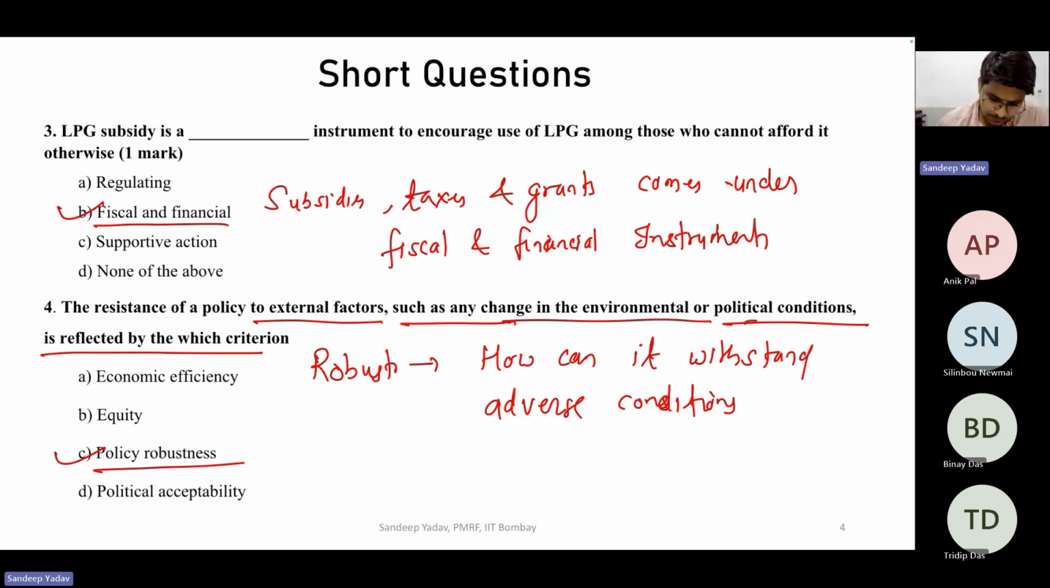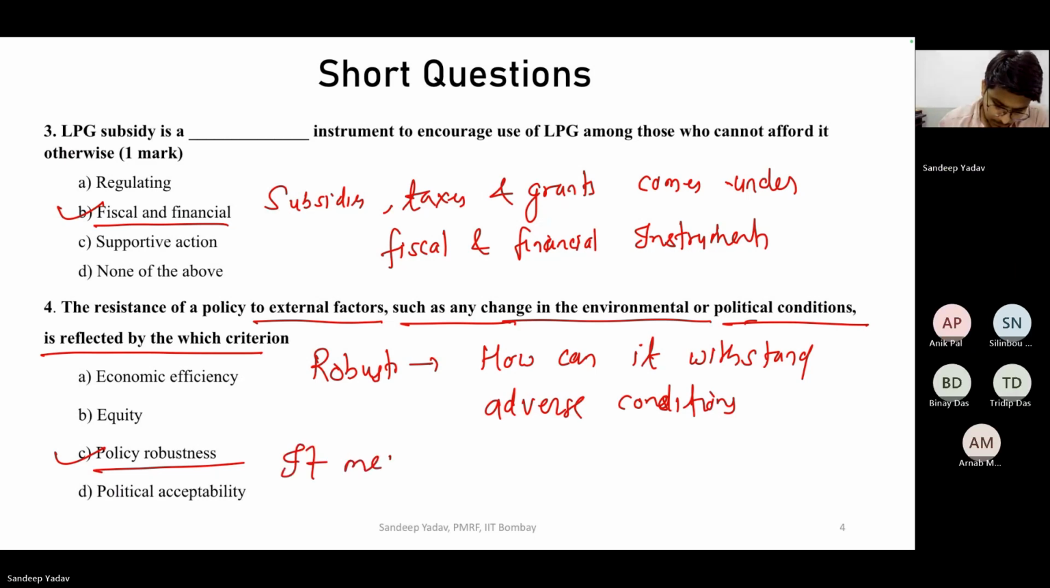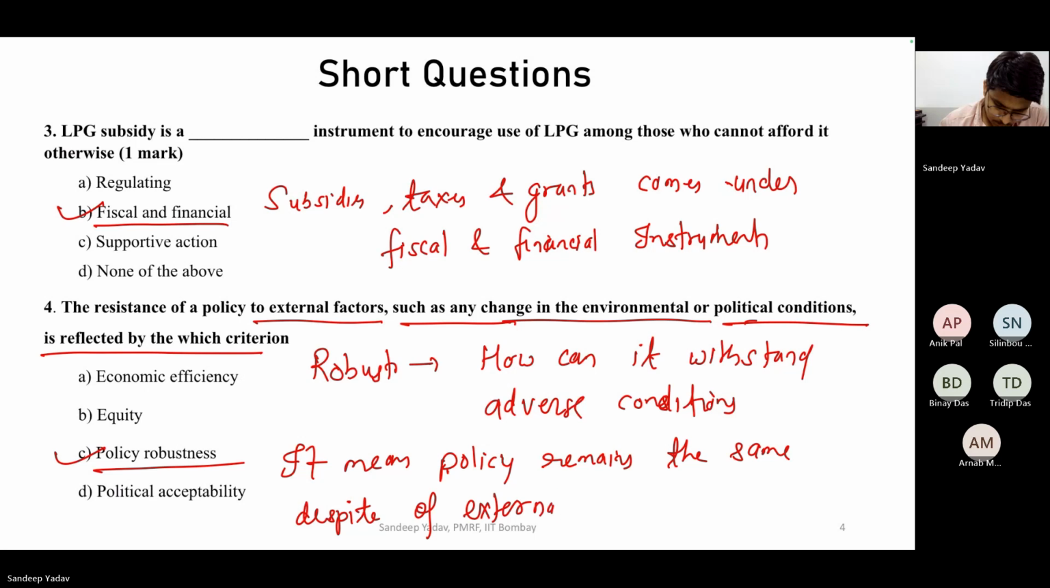So robustness means the policy remains the same despite external factors. I hope it is clear.